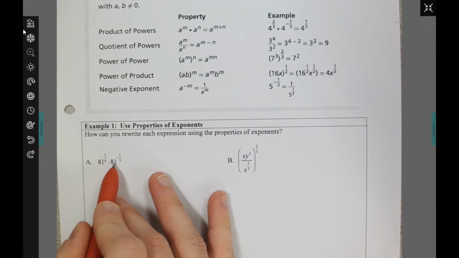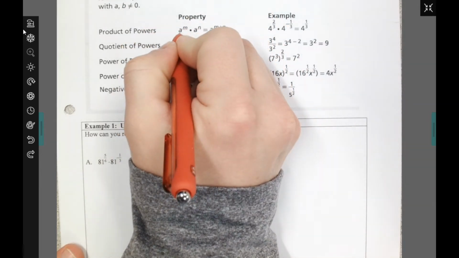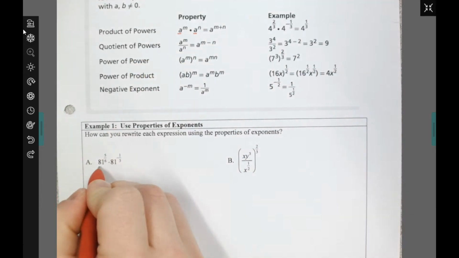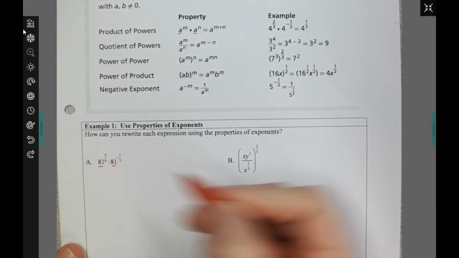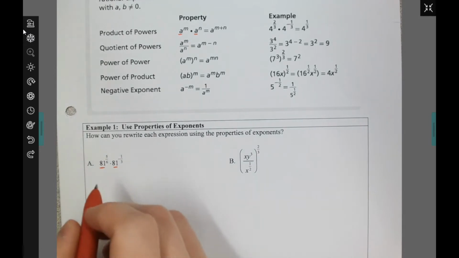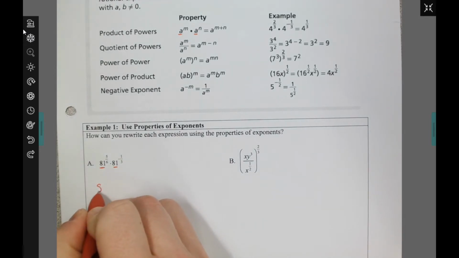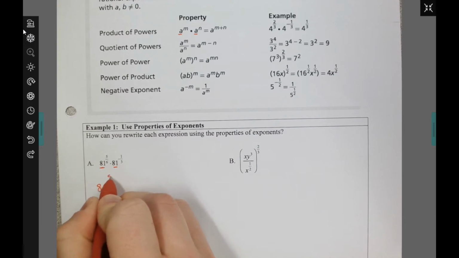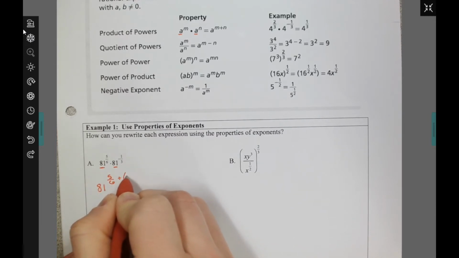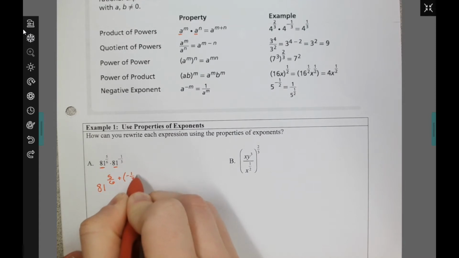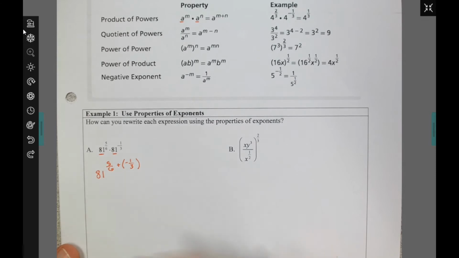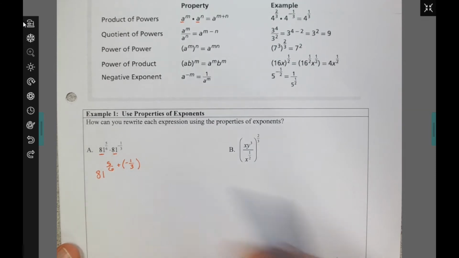The key here is that when the bases are the same, so up top they have A and A, here I have 81 and 81, and it's a multiplication problem, you can take your exponents and add them. I'm actually going to switch out to red. So you get 81 to the 5/6 plus negative 1/3 power.